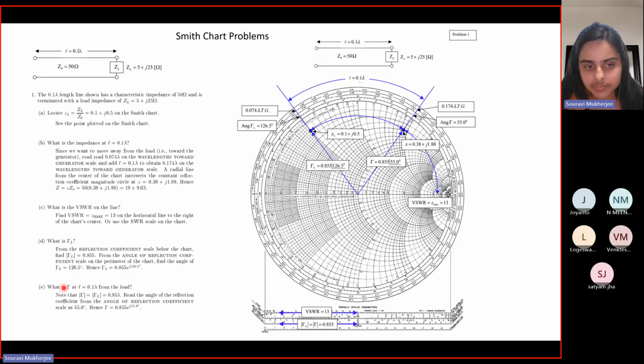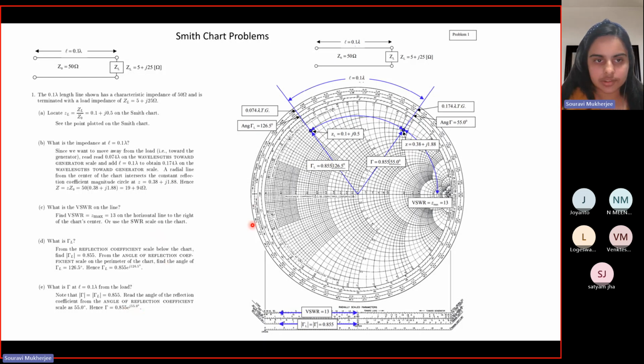Now, what is the reflection coefficient at the generator side? Again, the entire circle corresponds to the same modulus, as we just discussed. So when we move from the load to the generator, the magnitude of the reflection coefficient does not change. That means the magnitude would be the same. Only the phase will decrease, right? So if you extend it further, from the scale you can get the angle. That means at the generator side, this would be your reflection coefficient. So that's how one can use the Smith chart graphically.